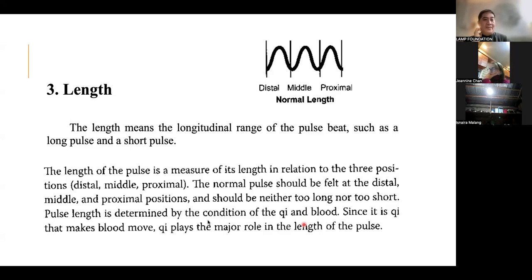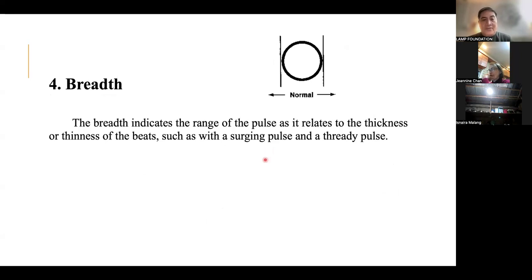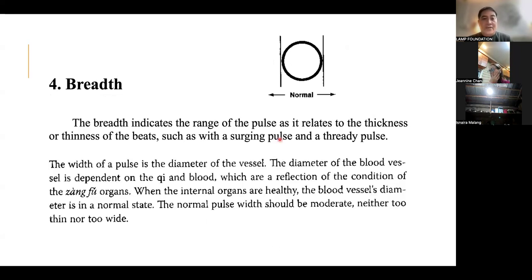Now let's go to breath. Breath indicates the range of the pulse as it relates to the thickness or thinness of the beat. So that's breath. So think of the diameter of the vessel, no? Of course, if you have a surging pulse or a thready pulse, so it's like thready, parang sinulid, that's the opposite of surging pulse. So the width of the pulse is the diameter of the vessel.